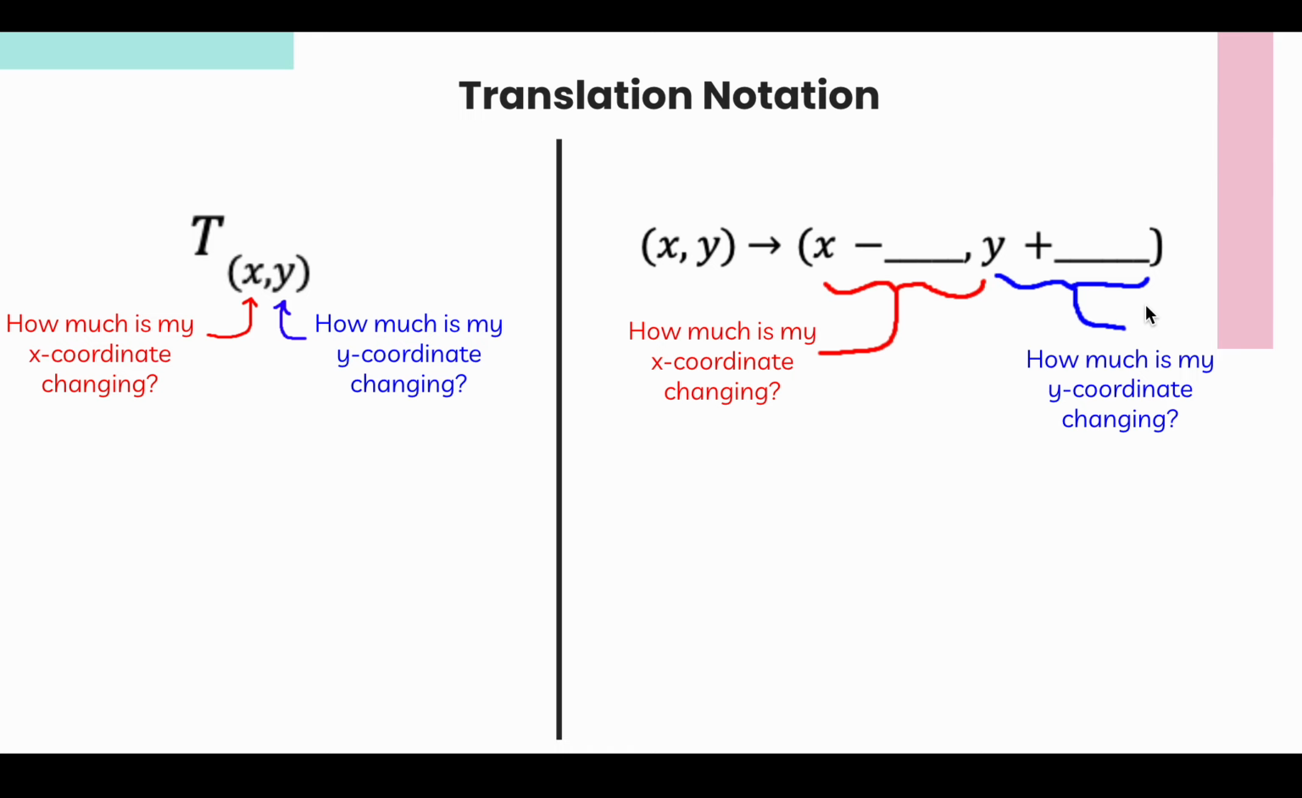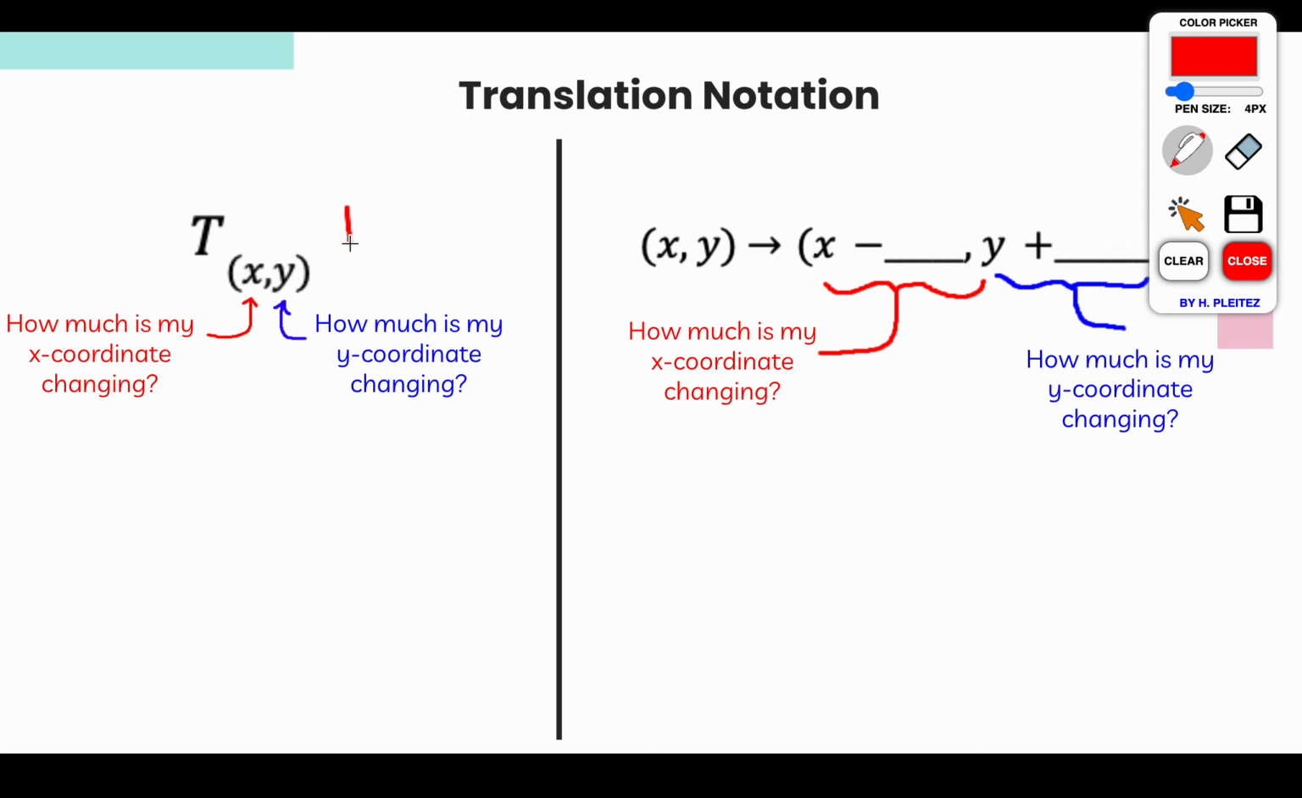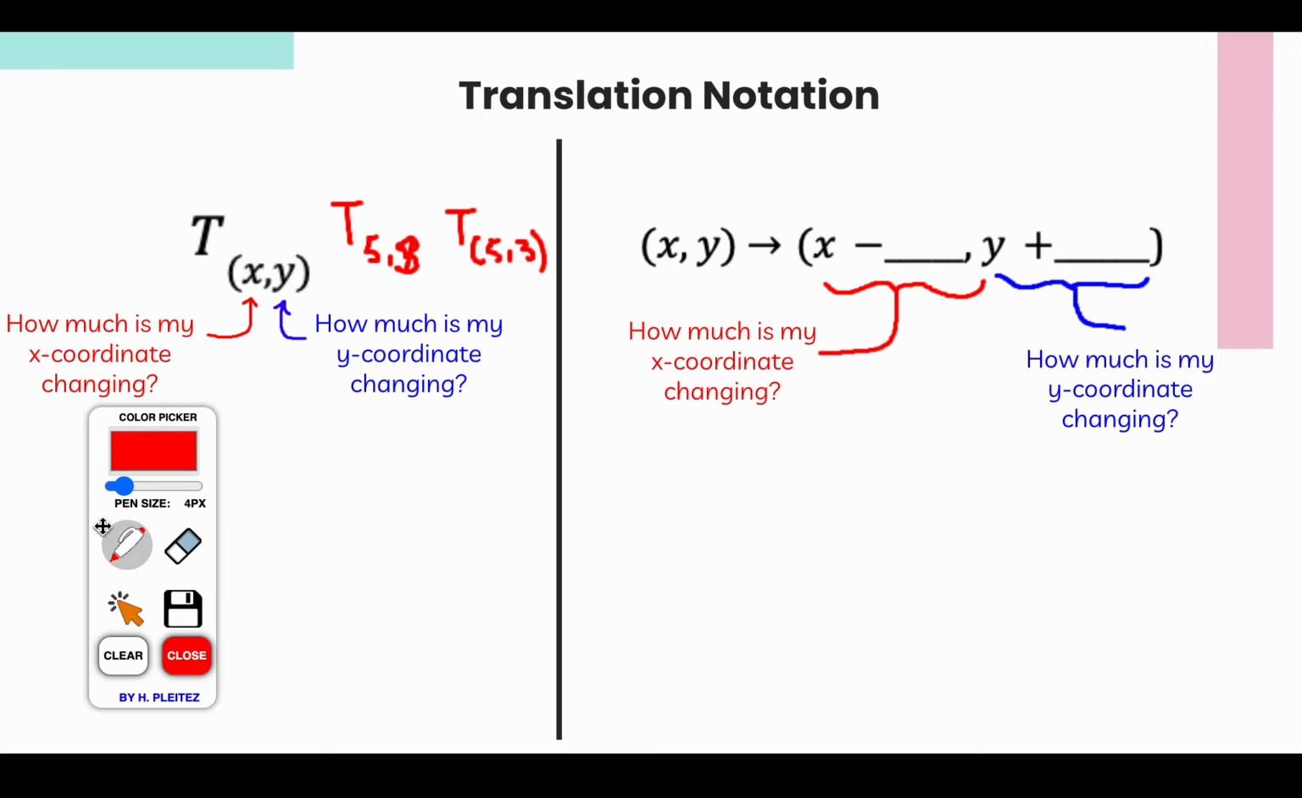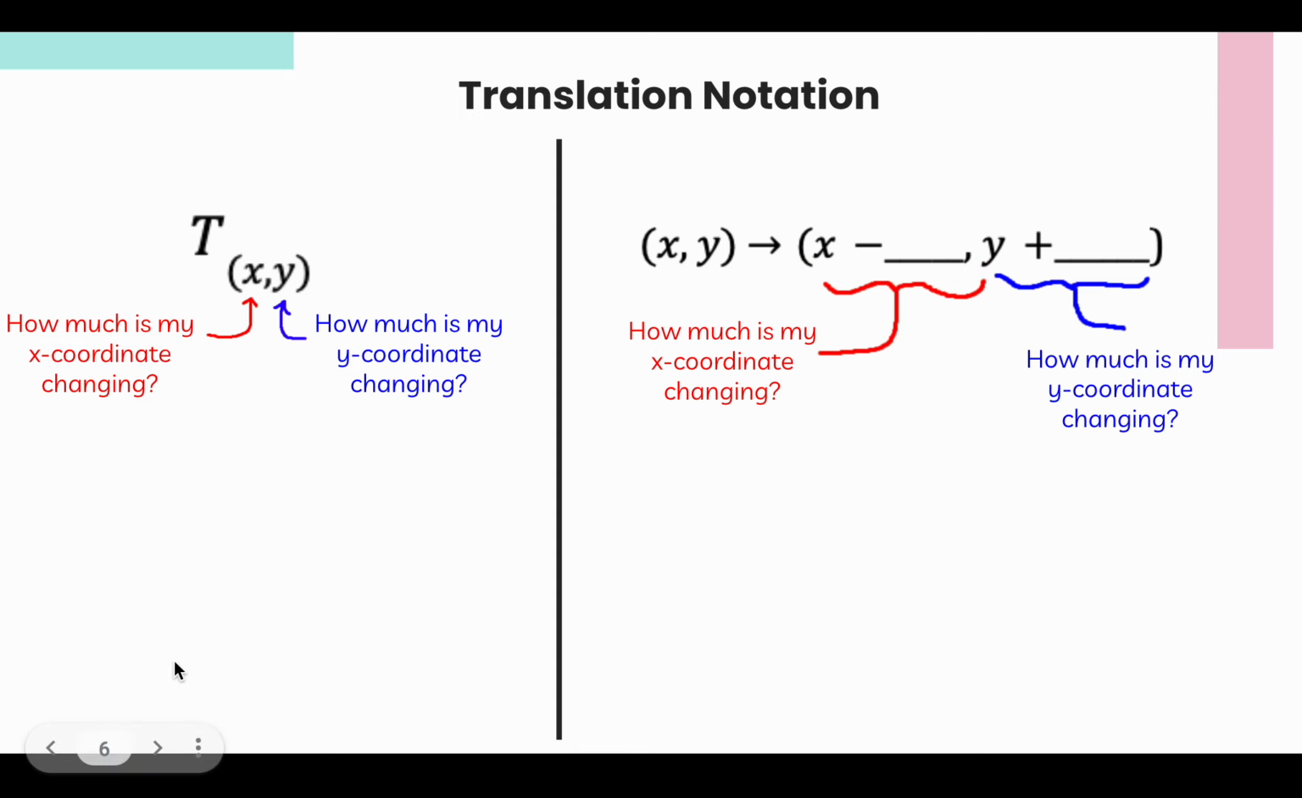Now let's get into some notation examples. So you guys might see this little capital T here, and you guys might see two numbers under, and they could be in parentheses or they could not be in parentheses, but what those little numbers represent, again, the big idea for translation is how much is my X coordinate changing and how much is my Y coordinate changing. Now, another notational piece that you guys might see is something that looks like this, where you'll see it's telling us that we are adding or subtracting a number from our X coordinate, and then adding or subtracting a number from our Y coordinate. But again, the major key here is how much is the X coordinate changing and how much is the Y coordinate changing.